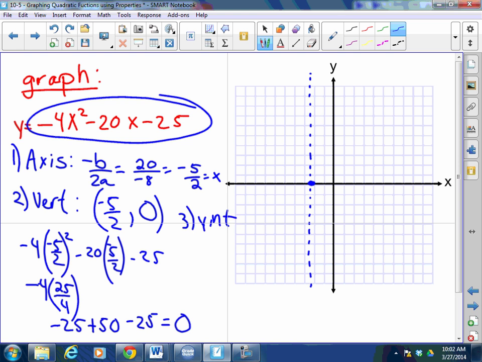What's my y-intercept? When x is 0, y is negative 25. So let's just go by intervals of 5 here. So 5, 10, 15, 20, 25. That is 2.5 to the left, I mean to the right. So I got to go 2.5 to the left. And guess what? That's my graph. Does that make sense, my brothers?